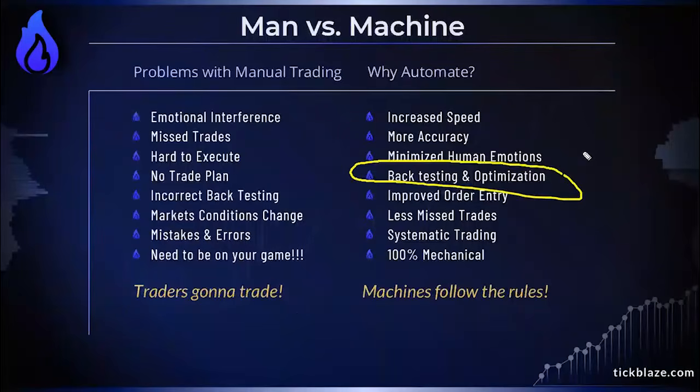One of the things that you'll want to know here is that automation can do a lot of things. You can increase your speed of execution. It can make you more accurate with your fills. It will definitely help minimize your emotions because you're not the one pushing the buttons once you set the software up. It will always improve your execution because your improved order entry is not you doing it, it's a computer. You'll miss less trades. It's always going to be systematic and mechanical because an algo is designed for that and that only.